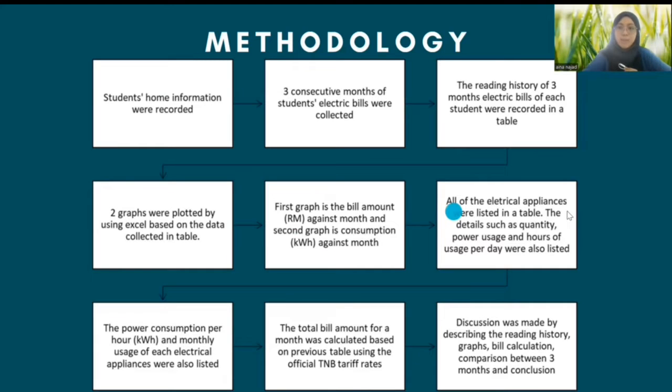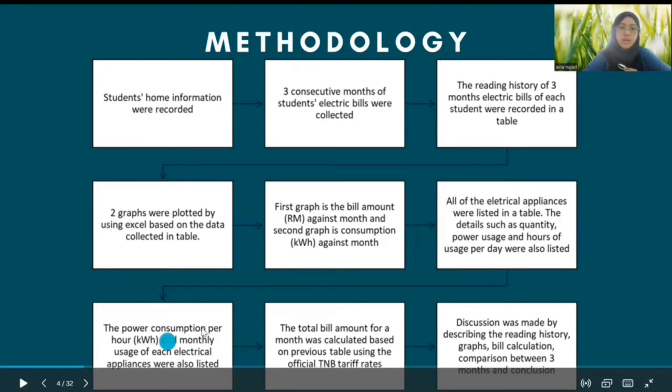All of the electrical appliances were listed in a table. Details such as quantity, power usage, and hours of usage per day were also listed. Next, the power consumption per hour and monthly usage of each electrical appliance were listed. The total bill amount for a month was calculated based on the previous table using the official TNB tariff rate. Lastly, the discussion was made by describing the reading history, graph, bill calculation, comparison between 3 months, and conclusion.